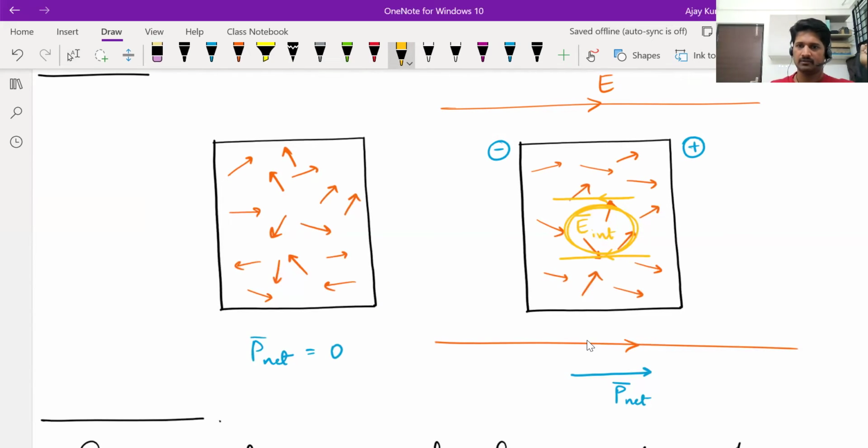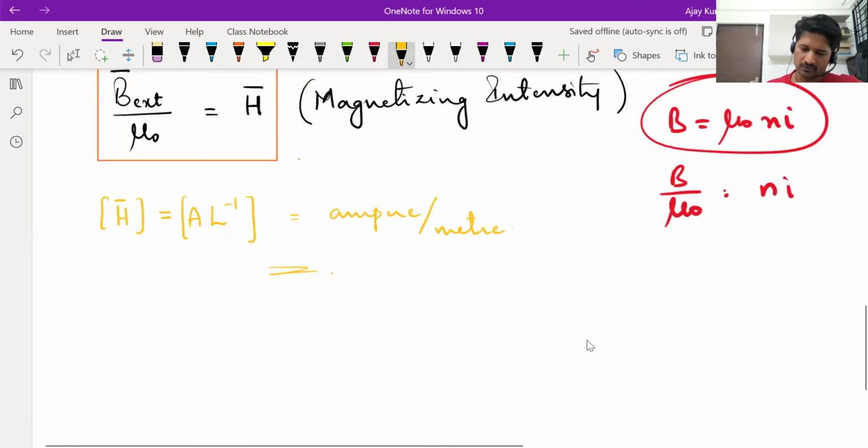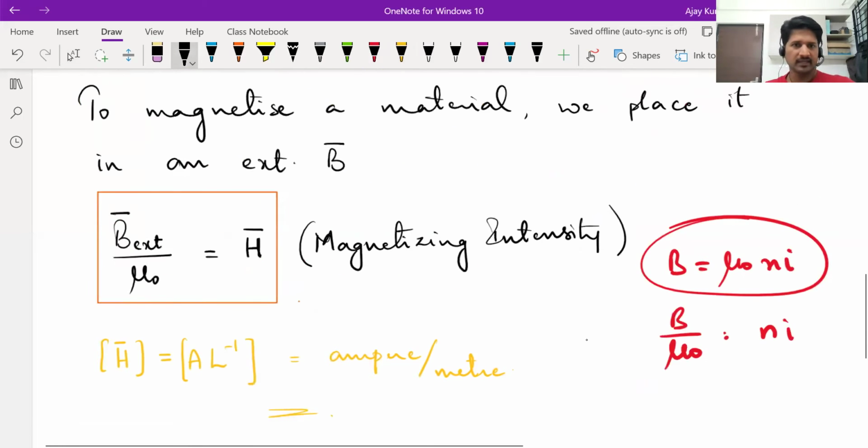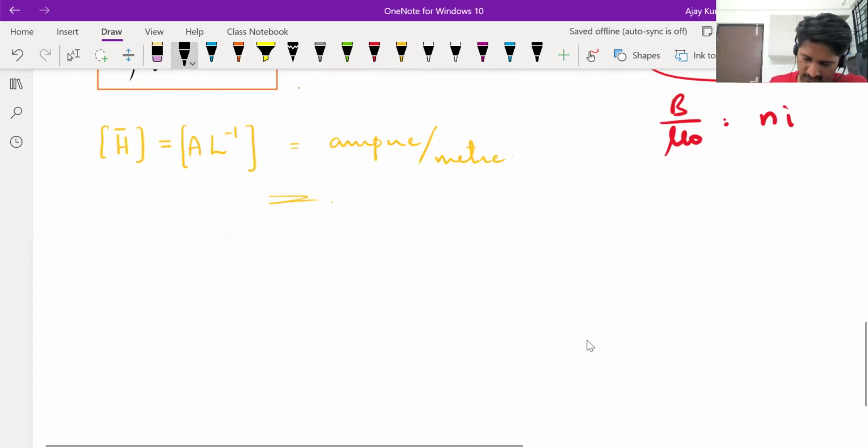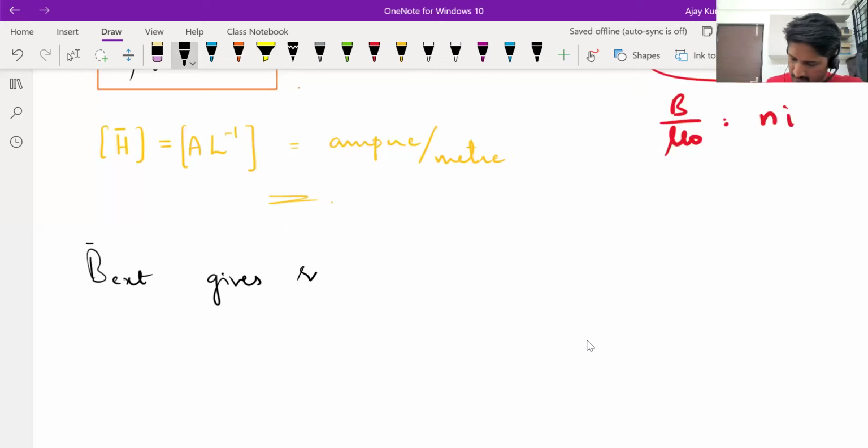And what dictates the alignment? External field dictates the alignment. So internal field should be proportional to external field. Stronger the external field, better the alignment, stronger the internal field. That's the logic. So when we apply an external field, an internal field gets produced inside the material. B external gives rise to B internal, that is an internal magnetic field inside the material.